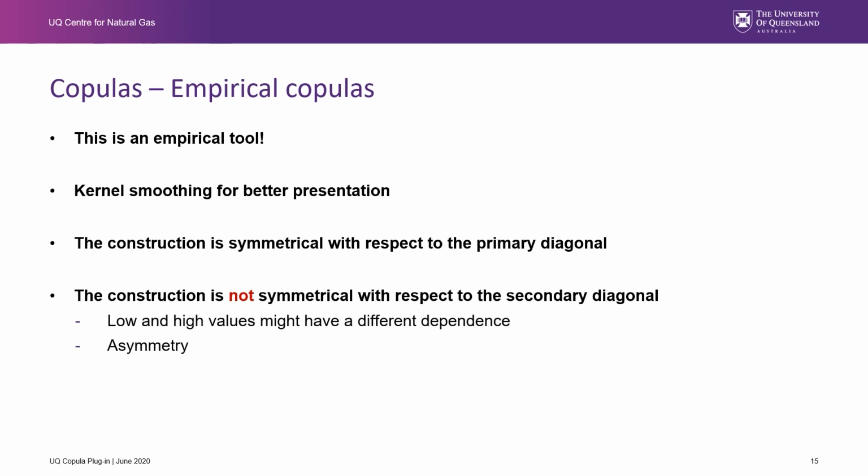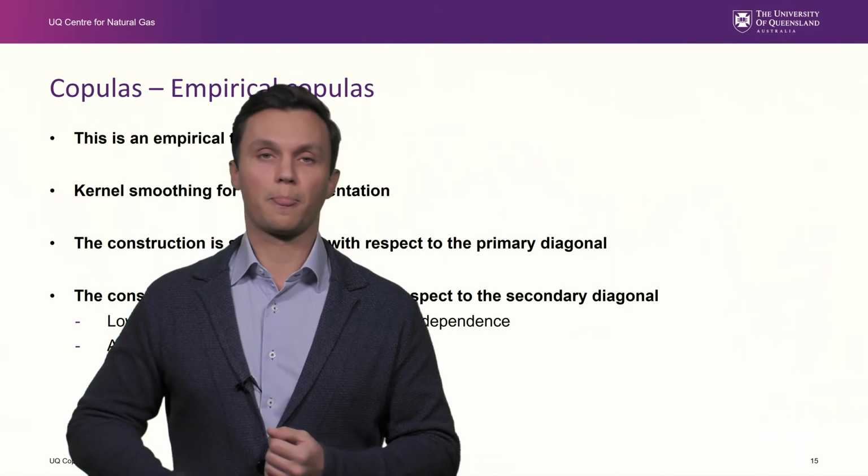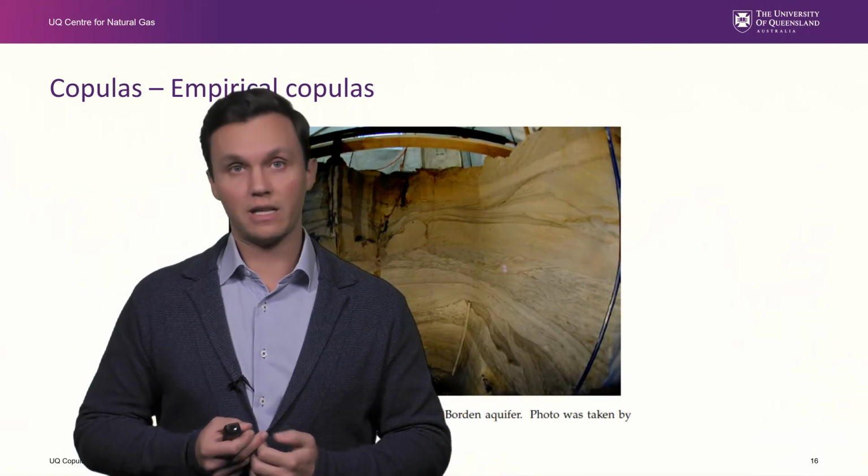The construction of an empirical copula is symmetric with respect to the primary diagonal, but it's not symmetric with respect to the secondary diagonal. So that means high values and low values might have different dependencies. So that is the asymmetry. Let's look at an actual real-world example.